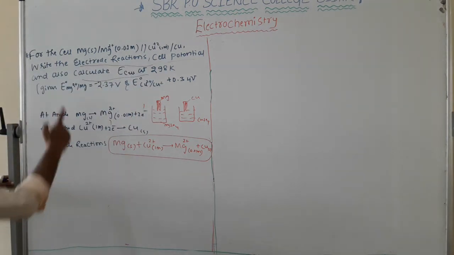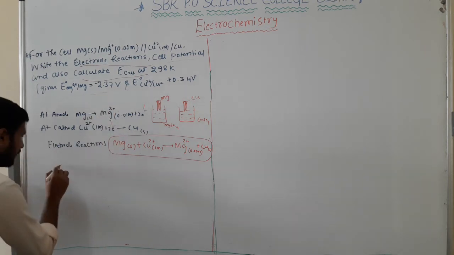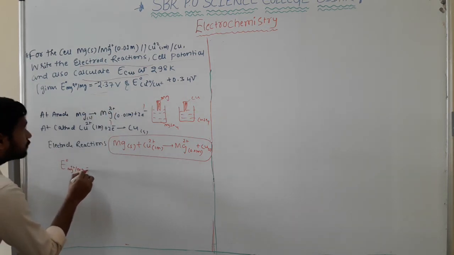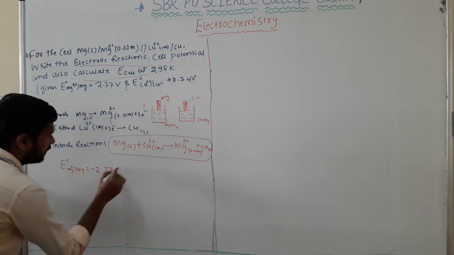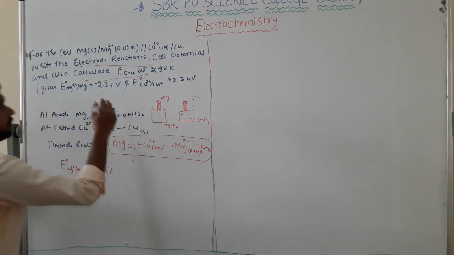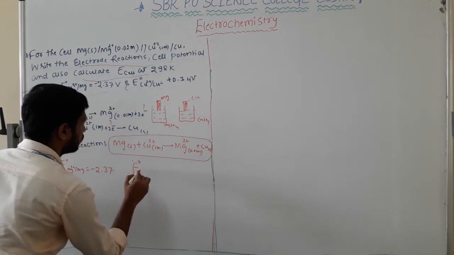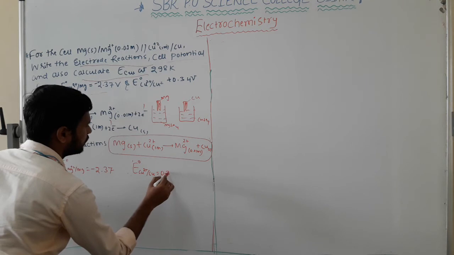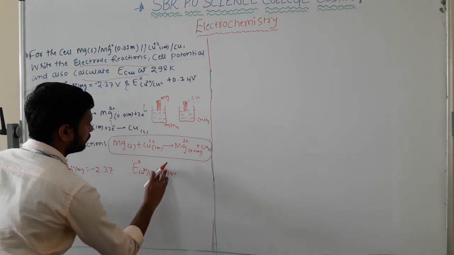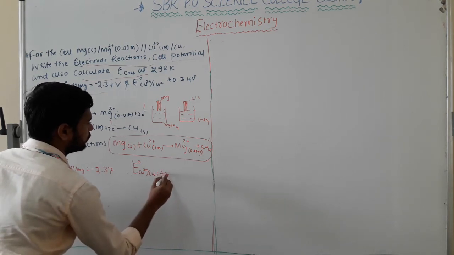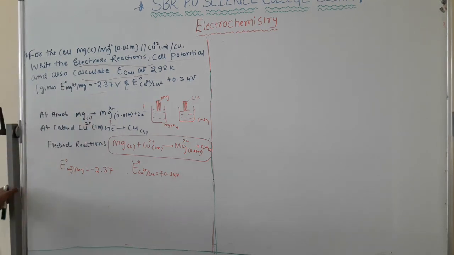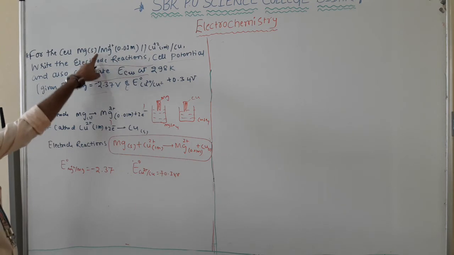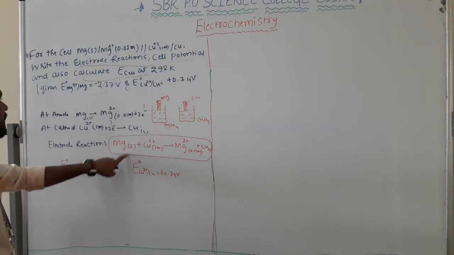Now, what is given in the exam? The standard electrode potentials. E naught for Mg is given as minus 2.37, and E naught of Cu2+/Cu is positive 0.34. This is the cell representation, and according to it we have written the electrode reactions.